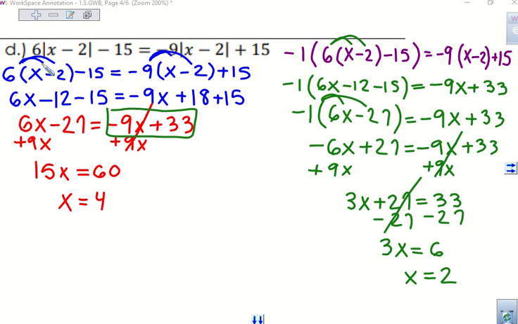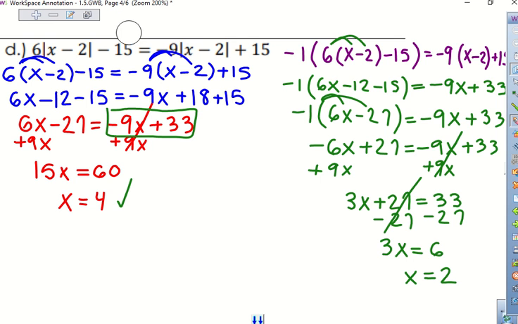Let's just do it mentally. What's 4 minus 2? 2. Absolute value of 2? 2. 2 times 6, 12. 12 minus 15, negative 3. Okay. 4 minus 2, 2. Absolute value of 2, times negative 9. What's negative 18 plus 15? Positive 3. Negative 3. So does this one check out? Yes. Now, the other one, on the other hand, doesn't check out as easily.